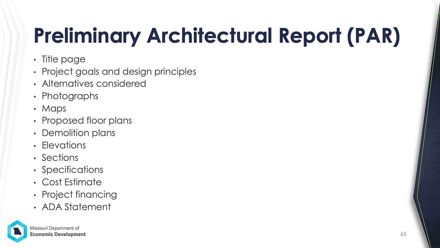Please also include specifications. These should be provided to a certain extent, but more general notes are acceptable in the preliminary stages of a project. Cost estimates and project financing will be similar to what we went over for the PER content. And the architect should also include in the plan a statement or certification that all improvements are consistent with the Americans with Disabilities Act and related laws.